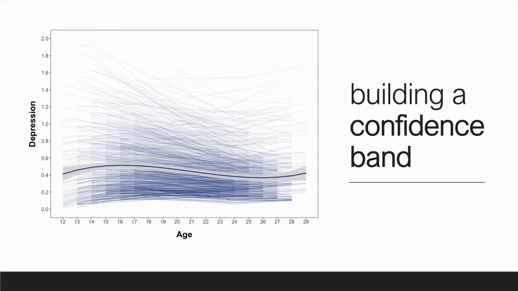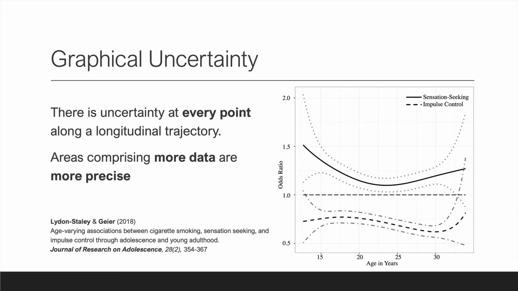Okay, I'm going to spend the bulk of our time talking about building confidence bands for your trajectory plots. So this section is primarily about graphical uncertainty, right? We don't do this enough. Every line that you plot has some degree of uncertainty around it, and an area with more data underlying a trajectory is going to be more precise than an area with less data. We're really just used to reporting parameter estimates like the intercepts and slopes, but we're less used to presenting the uncertainty information around those parameters.